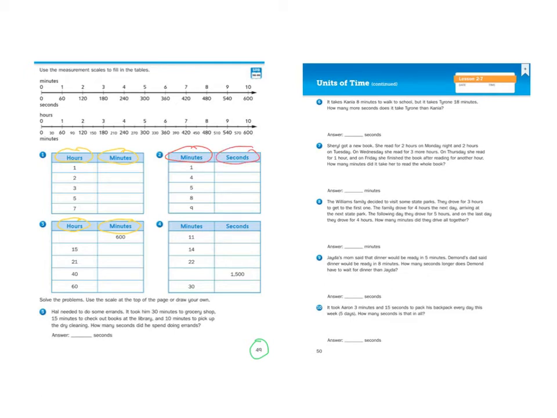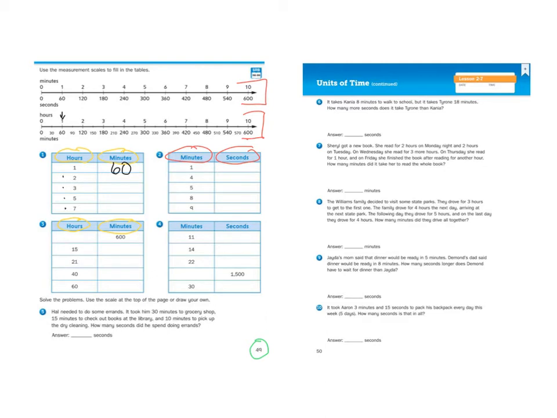The first measurement scale is minutes to seconds, and the hours to minutes is the second one. So let's keep in mind, if I have 1 hour, how many minutes? So I'm going to look right here. 1 hour is the same thing as 60 minutes. You can use the scale to finish the rest. Be careful so you're watching what the numbers say here.